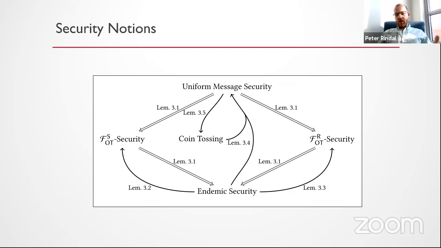Interestingly, if you want uniform OT messages, this implies coin tossing, and therefore the classic 2-round requirement for coin tossing would also be a requirement. By removing the requirement that these messages are actually uniform, given that you can get coin tossing from an OT protocol, we can reduce the round complexity for endemic security.